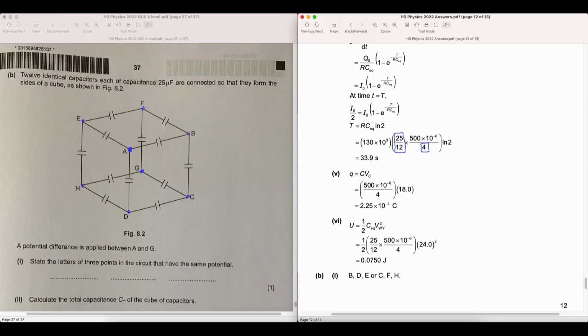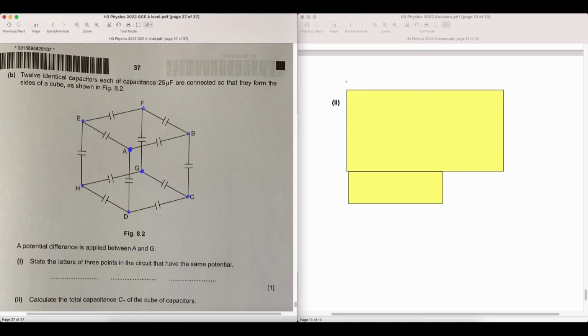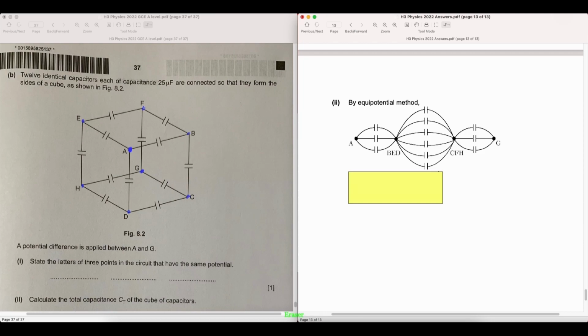Now we need to calculate the total capacitance of this cube of capacitors, and to do so, we can make use of the equipotential method. The equipotential method allows us to join E, B and D into one node because they are the same potential, so joining them will not cause any current flow. Likewise, we can also join C, F and H because they are the same potential, and this is a trick we see in resistor questions as well. This just amounts to series and parallel capacitors, which gives us the following value.